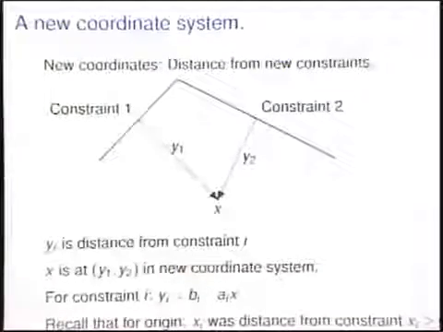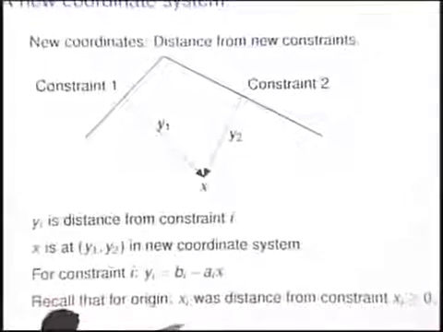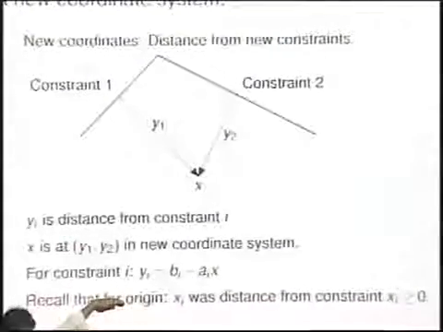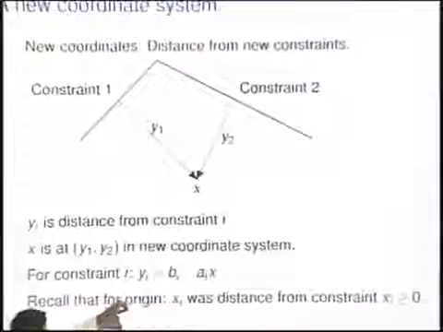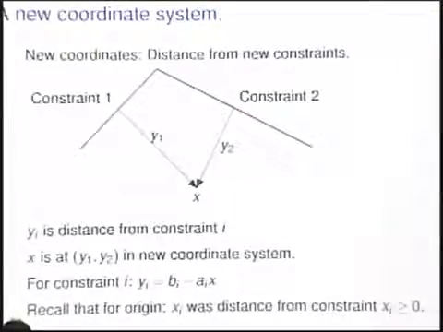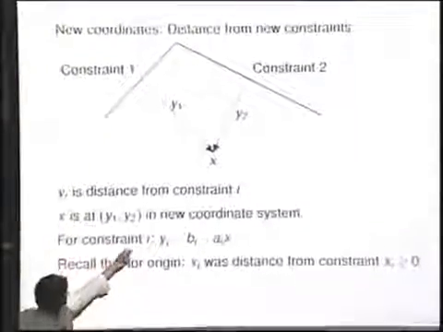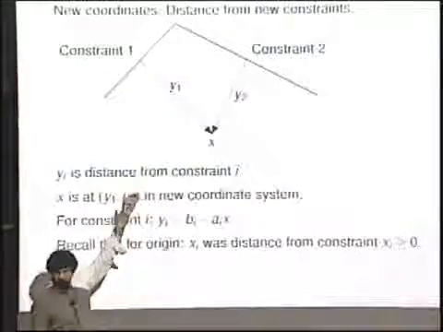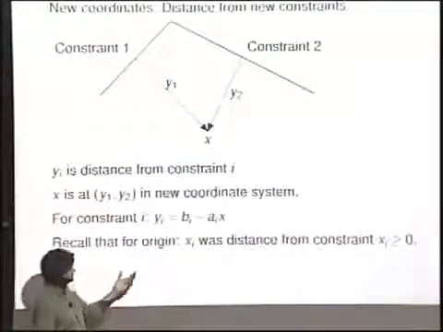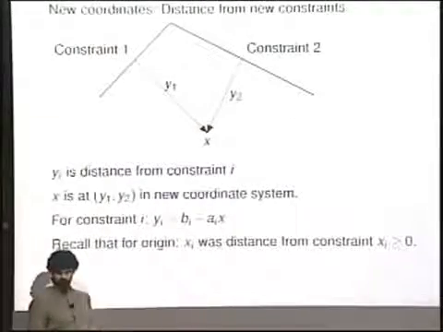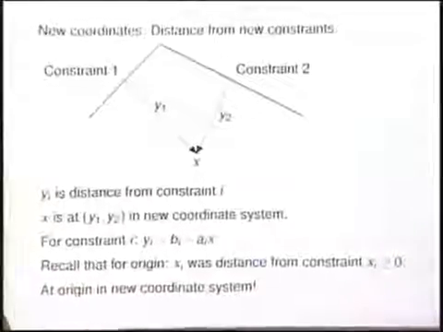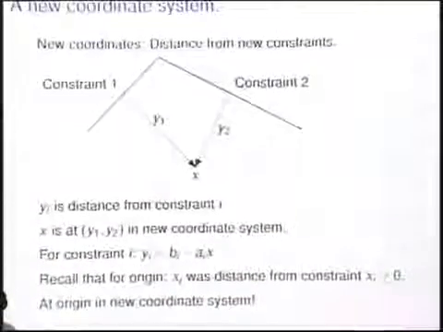Recall that at the origin, x_i was the distance from the constraint x_i greater than or equal to 0. By analogy, at the origin all the x_i's were just the distances from the 0 constraints. Now in this new system, the y_i's are distances from our tight constraints. So it's exactly the same situation. Once again, we're at the origin in the new coordinate system, so we could do our old algorithm.